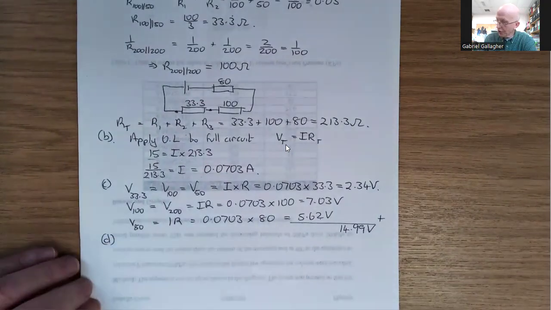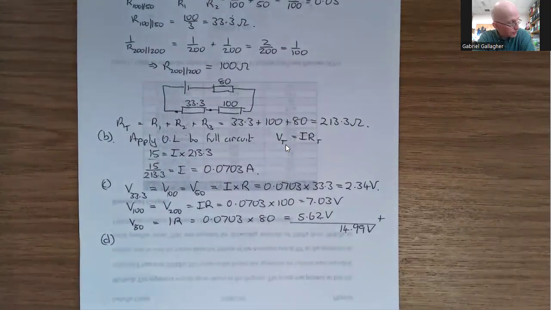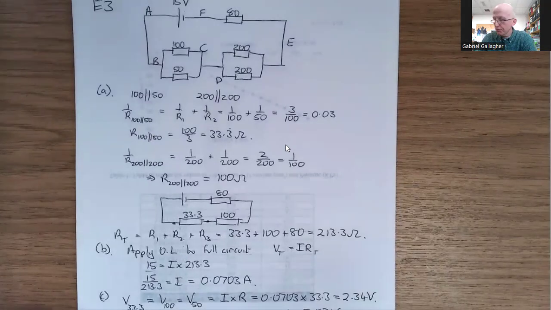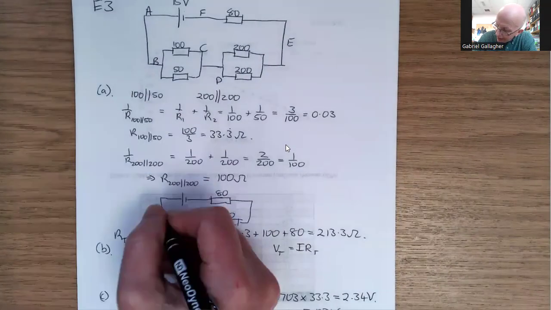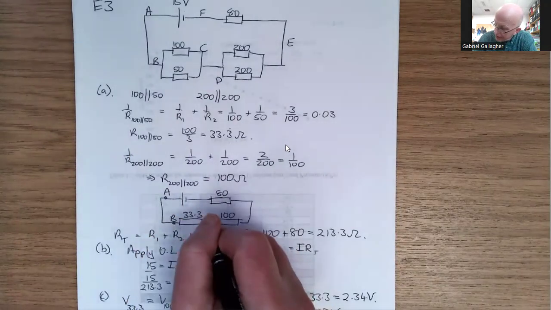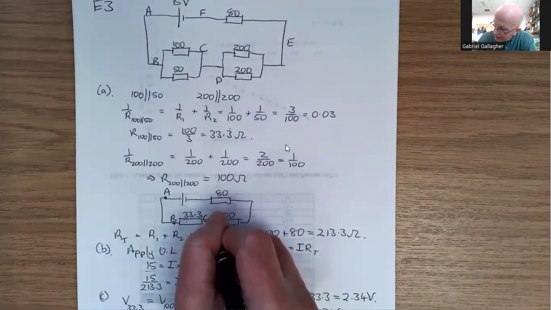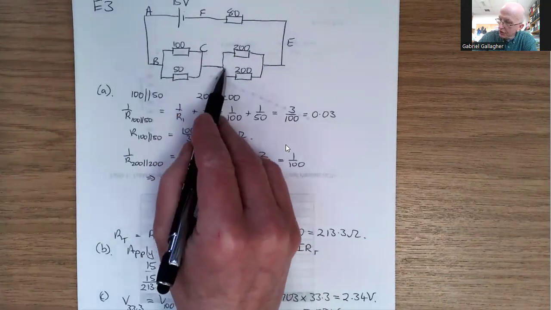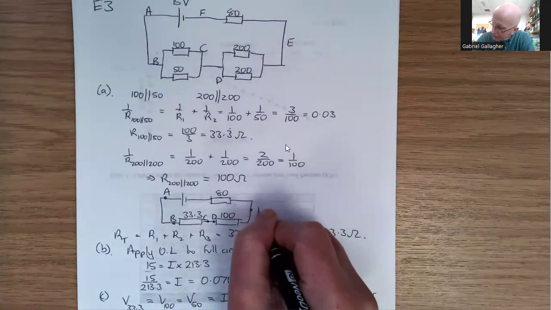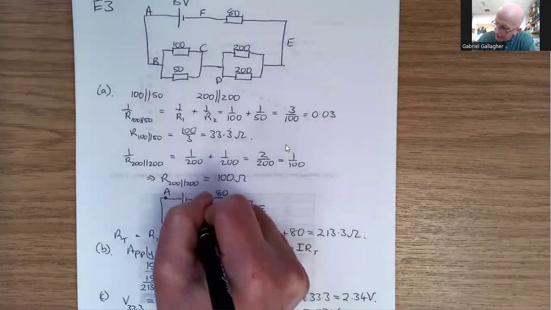Part D. And now we know the potential difference across every resistor in the circuit. The potential at points A, B, C, D, and E. So again, moving to the top circuit, we can compare. A is here, B is here, C is here, as is D. C and D are going to be at the same potential because they're joined by a simple wire. E is over here, and F is here.